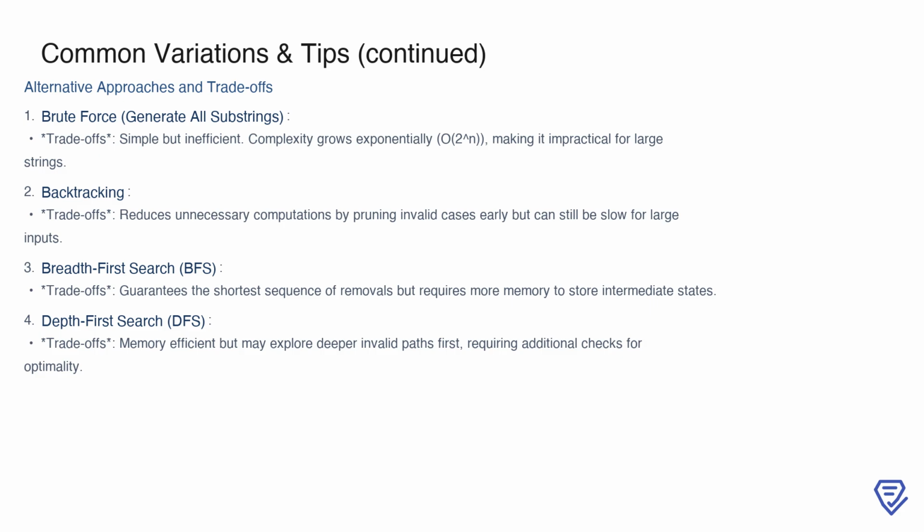Now let's look at alternative approaches and their trade-offs. A brute force method involves generating all possible substrings, but this is highly inefficient, with exponential complexity of O(2^n), making it impractical for larger inputs. Backtracking is another approach that reduces unnecessary computations by pruning invalid cases early, but it can still be slow for large strings. Breadth-first search, or BFS, is effective because it guarantees the shortest sequence of removals, but it requires more memory to store intermediate states. On the other hand, depth-first search, or DFS, is more memory efficient but can end up exploring deeper invalid paths, which means additional checks may be needed to ensure optimality.